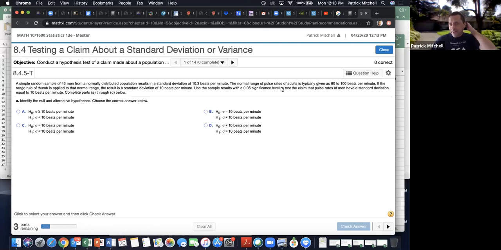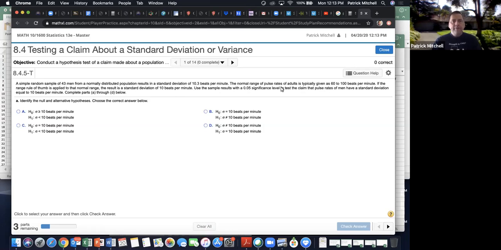All right. So this problem says, a simple random sample of 43 men from a normally distributed population results in a standard deviation of 10.3 beats per minute. The normal range of pulse rates of adults is typically given as 60 to 100 beats per minute. If the range rule of thumb is applied to that normal range, the result is a standard deviation of 10 beats per minute. Use the sample results with a 0.05 significance level to test the claim that the pulse rates of men have a standard deviation equal to 10 beats per minute.